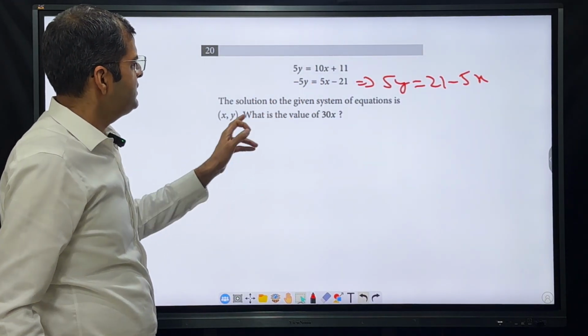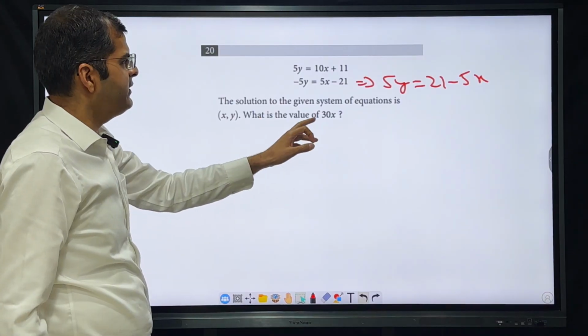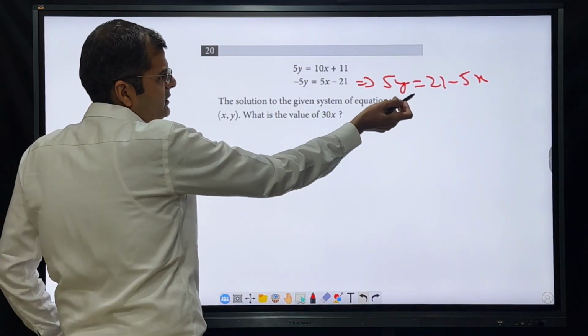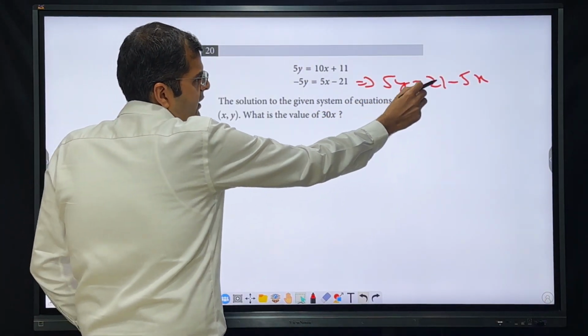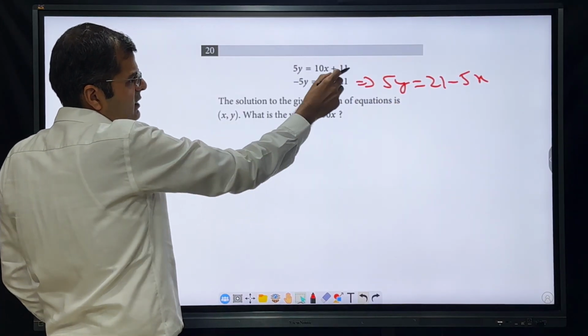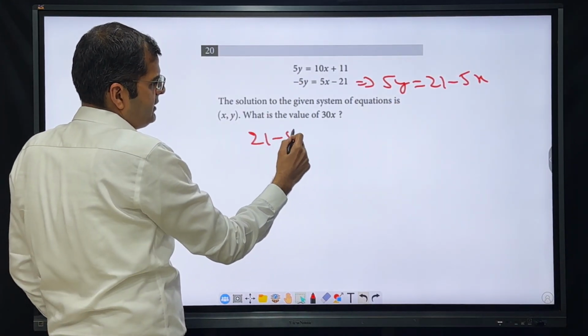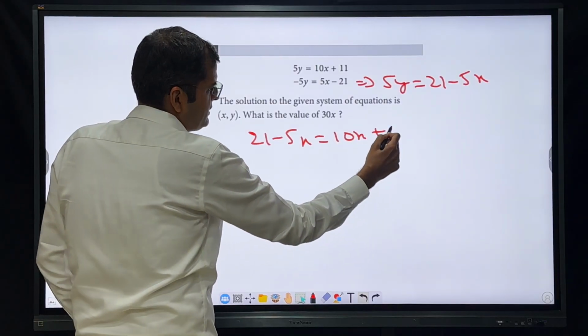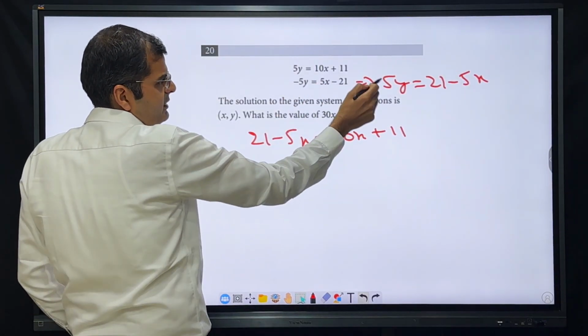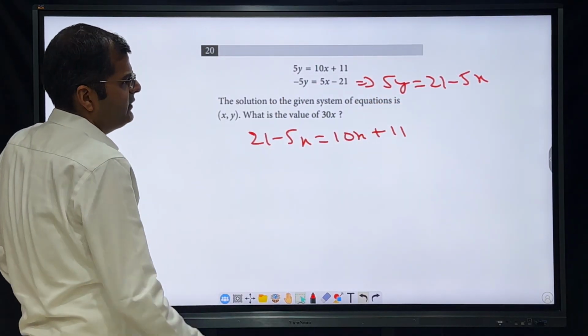The solution to the given system of equations is (x, y). What is the value of 30x? So I have these two equations, solve for x. 5y is 21 minus 5x, so I can put 21 minus 5x is equal to 10x plus 11, because 5y is 10x plus 11 and here 5y is 21 minus 5x.